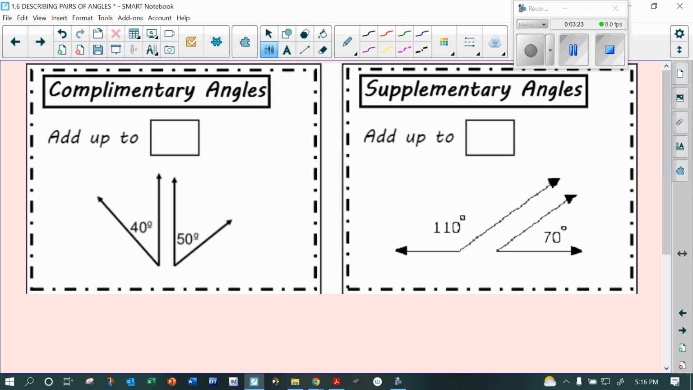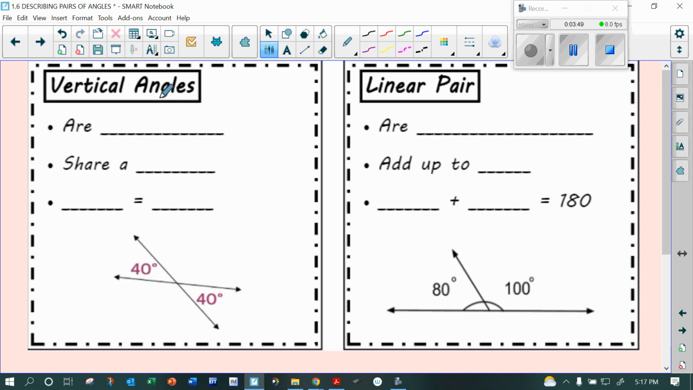Okay, the next thing we're going to look at is complementary angles. Complementary angles have to add up to 90 degrees. They don't have to be touching, they just have to add up to 90 degrees. So 40 plus 50 adds up to 90. Supplementary angles have to add up to 180 degrees. Okay, the next two pairs, vertical angles.